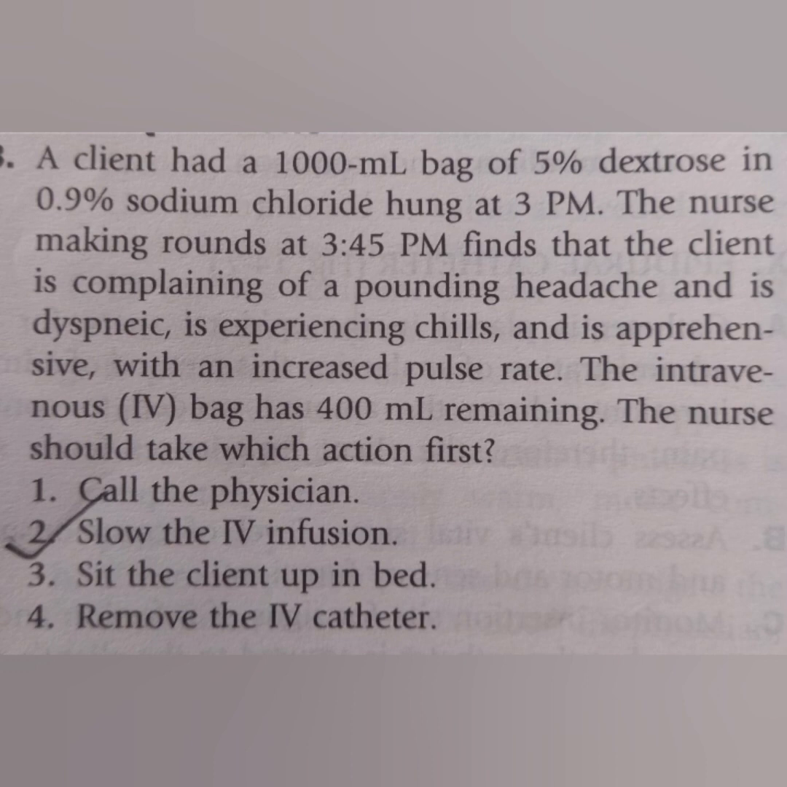Here the correct answer is slow the IV infusion. Why? Here the client may experience circulatory overload. At 3 p.m., 1000 ml infusion was started for the client. By 3:45 p.m., already 600 ml has gone and the bag has 400 ml remaining. So the client has experienced chills, dyspnea and headache, all due to this circulatory complication. So circulatory overload occurs to the patient.